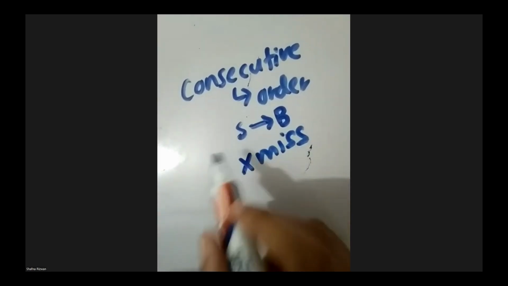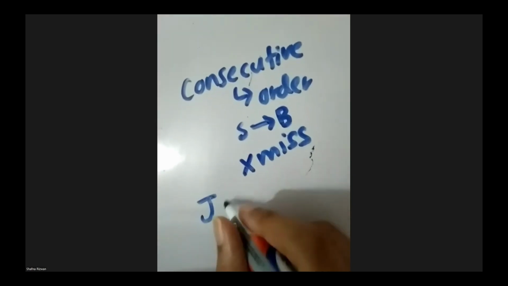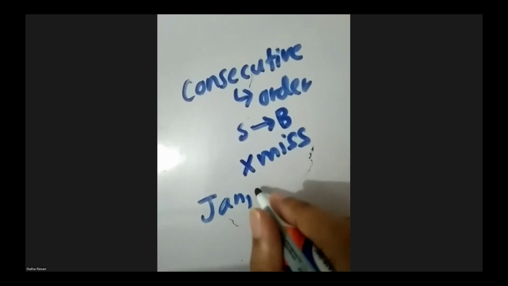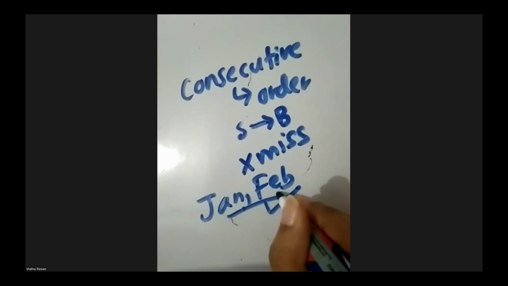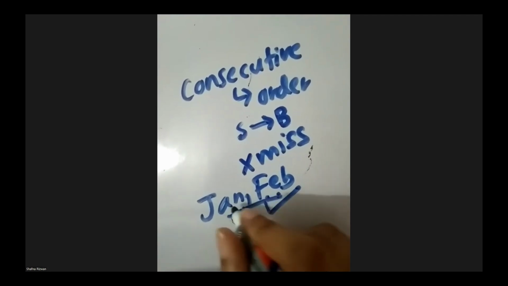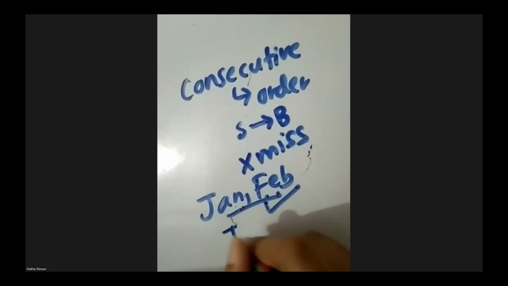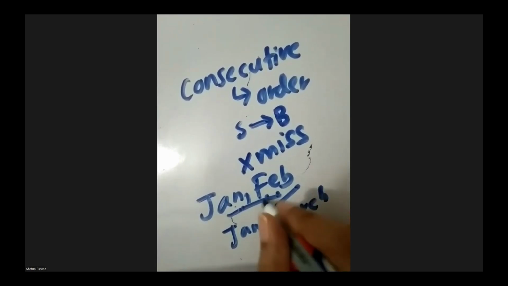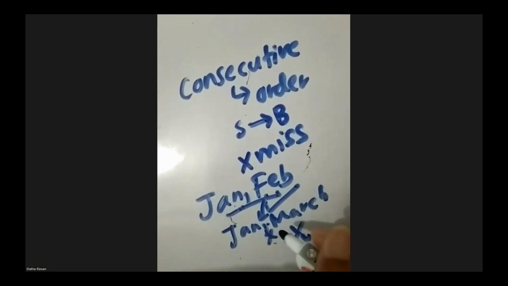So here they are saying consecutive months. So we can write what? We can write January and then we have to write February. That is correct. One after the other, in the order from small to big, and we are not missing any month in between. But if I write January and if I write March, is it correct? No. Why? I am missing February in between. So I can't miss anything in between in this question.